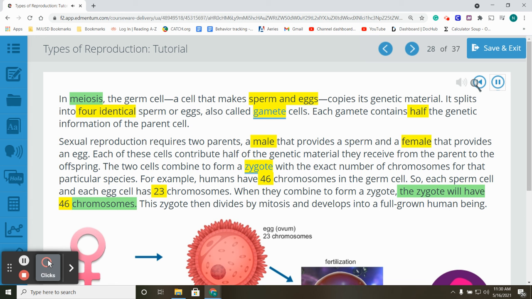The 2 cells combine to form a zygote, with the exact number of chromosomes for that particular species. For example, humans have 46 chromosomes in the germ cell. So each sperm cell and each egg cell has 23 chromosomes. When they combine to form a zygote, the zygote will have 46 chromosomes. This zygote then divides by mitosis and develops into a full-grown human being.